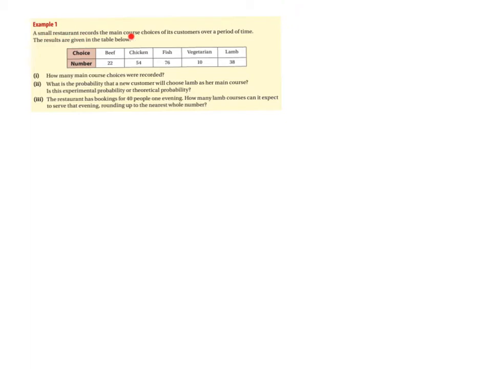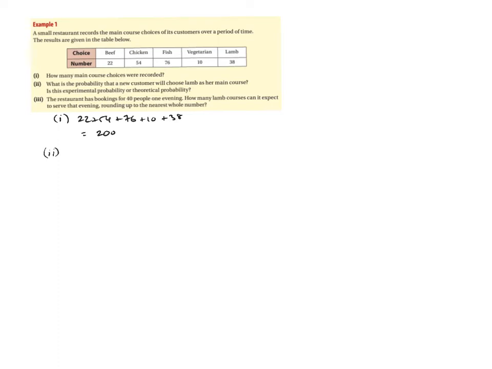It says here, a small restaurant records the main choices of its customers over a period of time. We've got the results here: 22 people had beef, 54 chicken, 76 had fish, 10 were vegetarian, and 38 had the lamb dish. So how many main courses were recorded? Well, that shouldn't be too difficult. I think even you can do this, guys. It's 22 plus 54 plus 76 plus 10 plus 38. If you add all those up, it comes out to be 200. Nice and straightforward. So that's the total number of dishes.